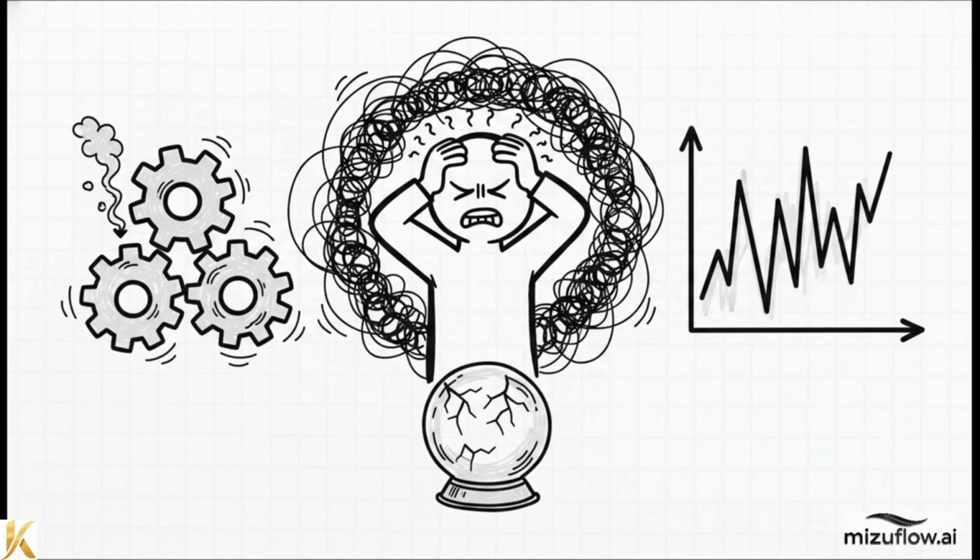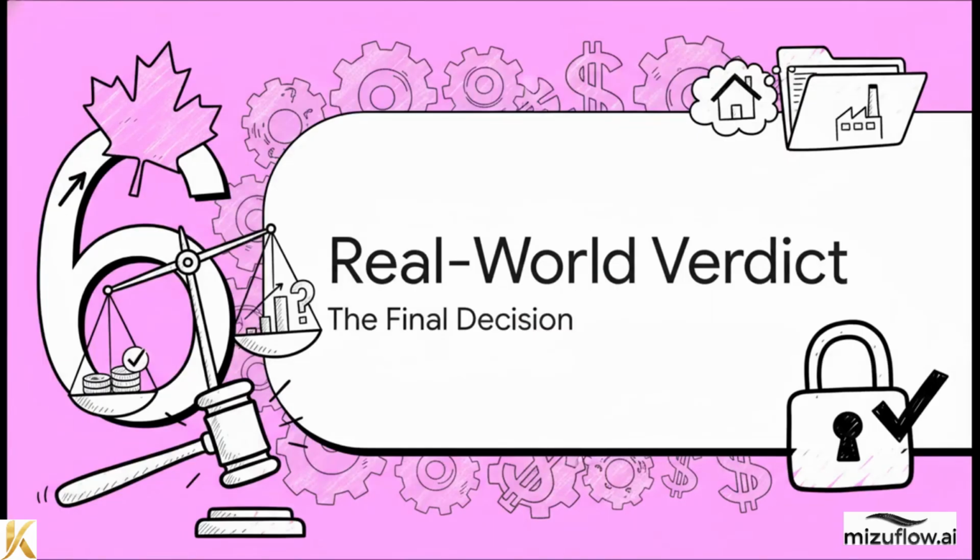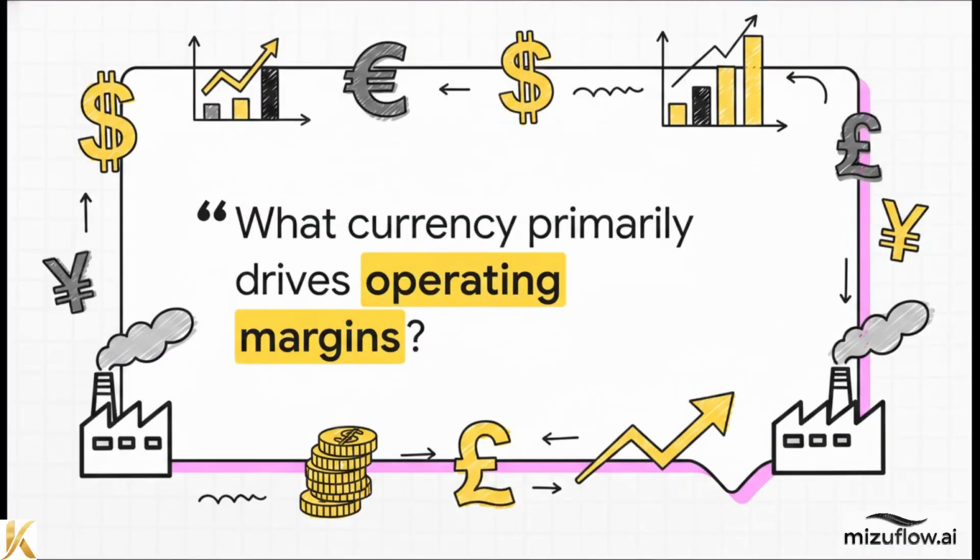This is exactly why auditors require incredibly strong justification to go the USD functional route if your day-to-day operational costs are primarily CAD. Finally, Section 6, the real-world verdict. We've gathered the evidence, we've weighed the indicators, and we've seen the massive consequences. It's time to close the case on our Canadian manufacturer.